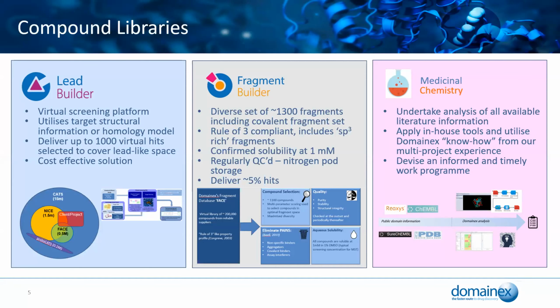The fragment set, as you'd imagine, is a very highly curated, diverse fragment library, about 1,300 fragments. These are all rule of 3 compliant, and they contain a large number of 3D fragments as well as 2D fragments. We've confirmed all of their solubility experimentally at 1 millimolar, so we know that they're soluble at the concentration ranges that will be screened. And again, these are regularly QC'd and stored in nitrogen pods. The idea of all of this is that the hits that come out of the screens are good quality compounds that are good chemical starting points. And again, it's not just about identifying a hit, but increasing the chance of actual success of the project and delivering it through into a drug.